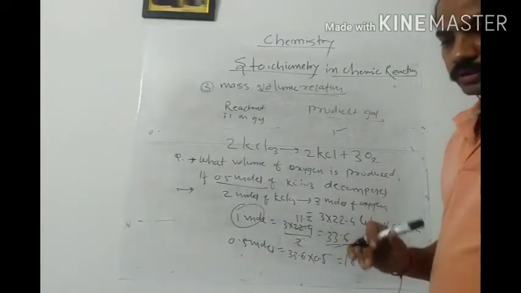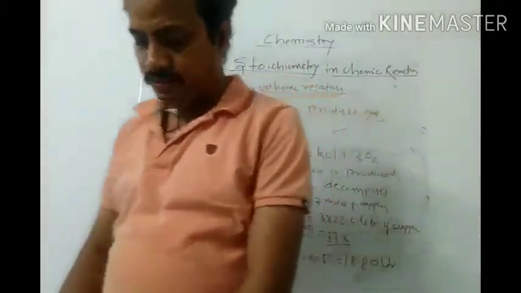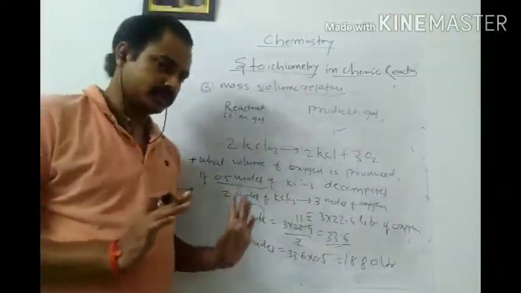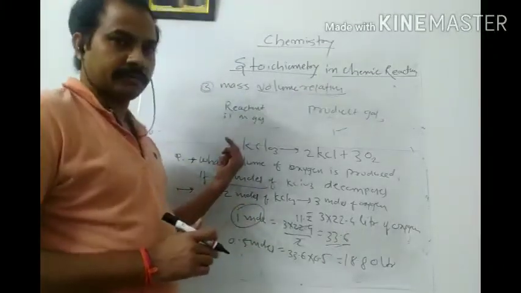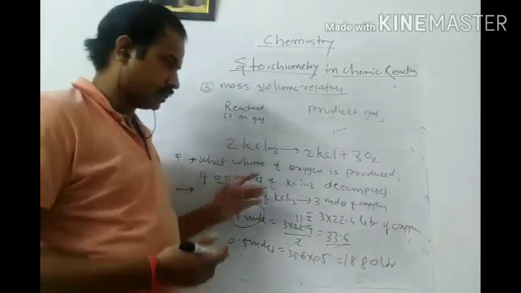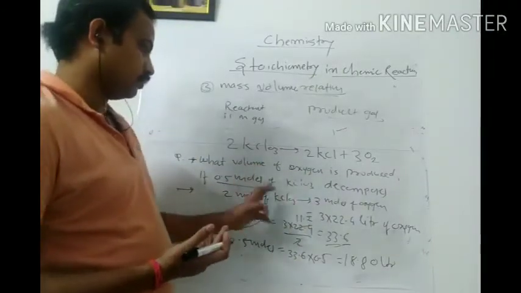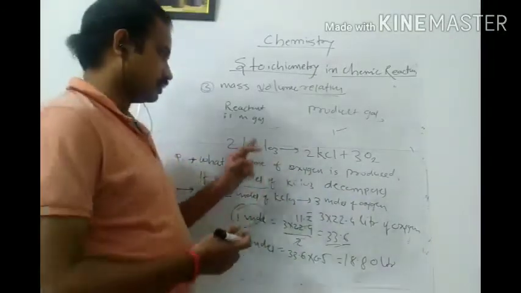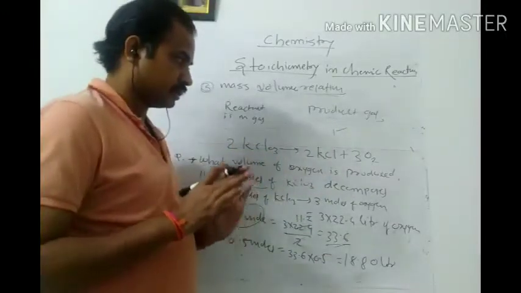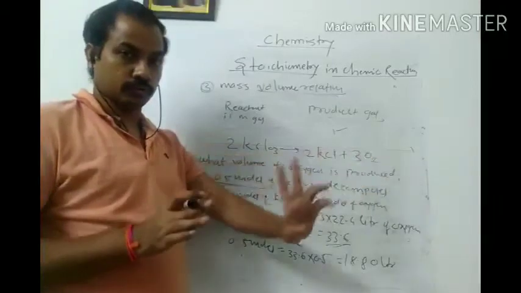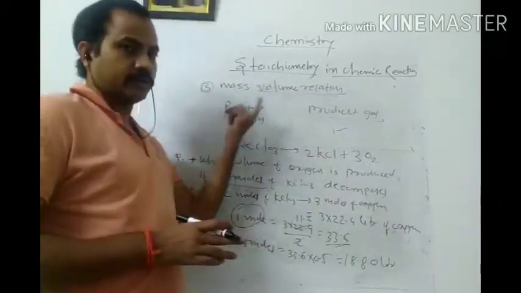Okay, so after this, what are we going to discuss? If we see these three methods, you will come to know that in your question they will give you one element out of two. Here, if you see, what volume of oxygen is produced when 5 moles of KClO3 decomposes, they didn't give us the moles of KCl and O2 both; either they will give you one element or another element.